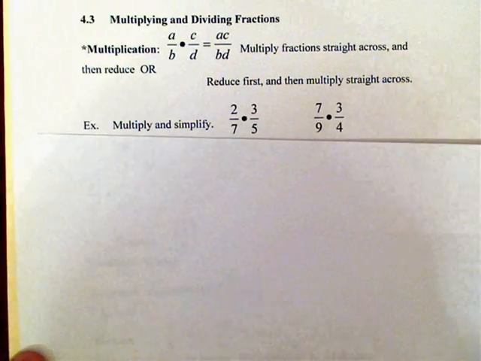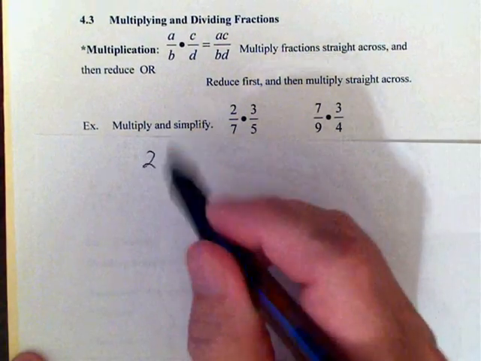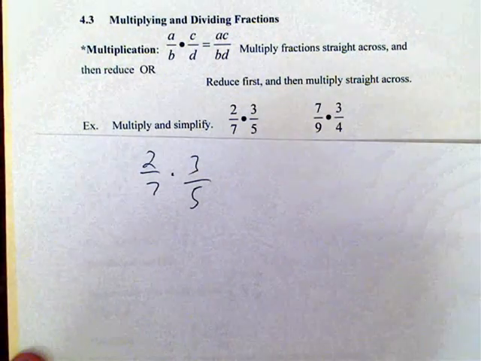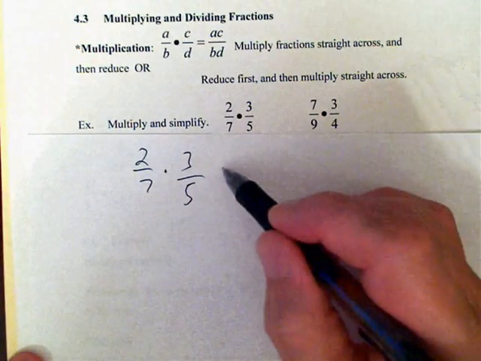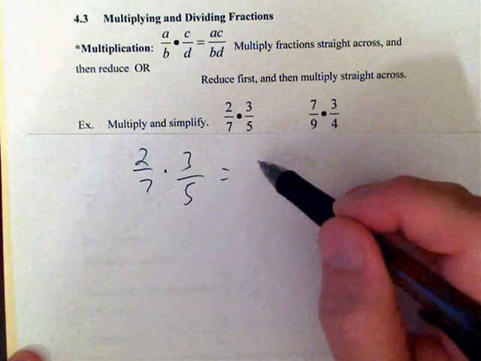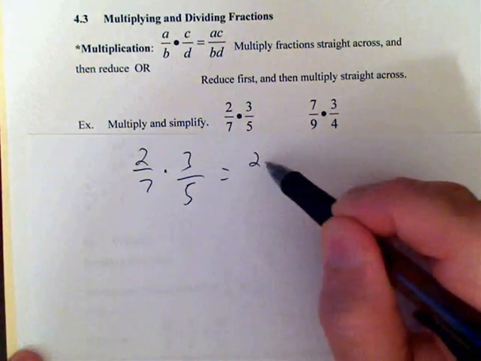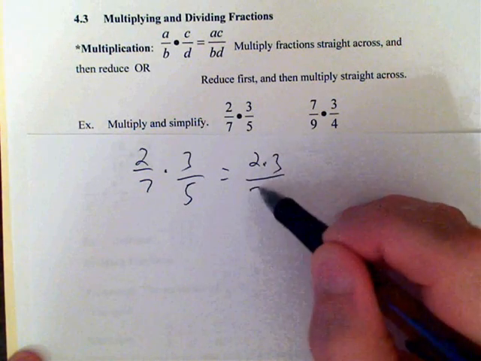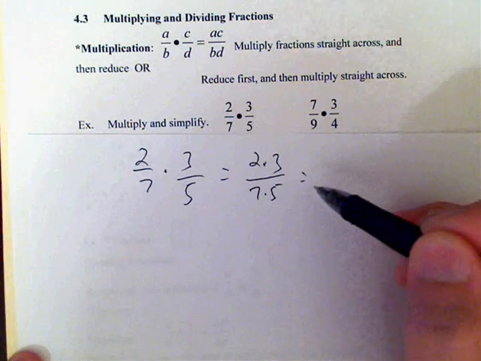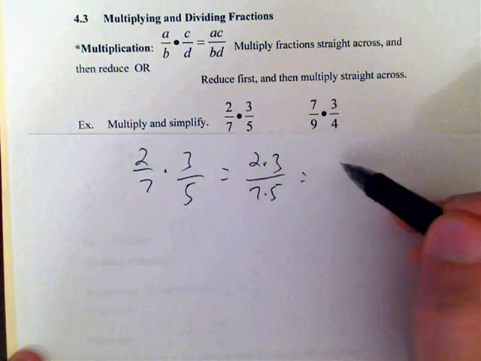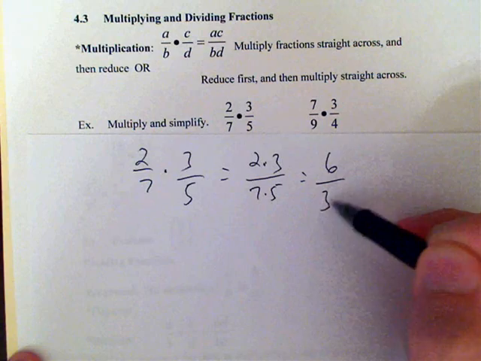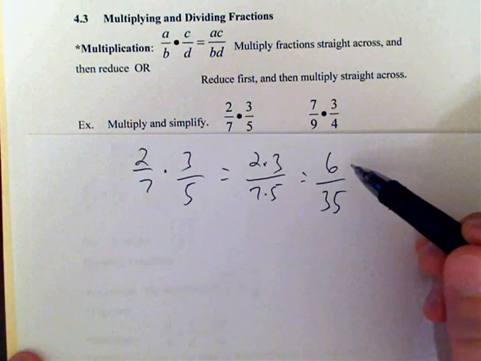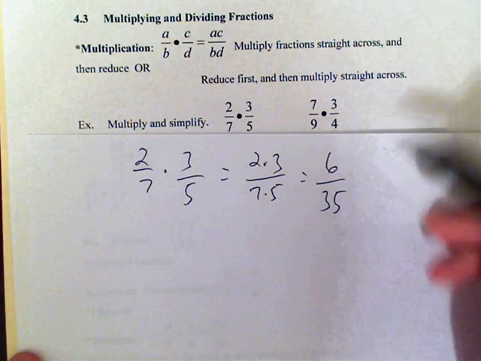2 sevenths times 3 fifths. Now, one approach is to rewrite it as one single fraction, multiplying the numerators on top, 2 times 3, and the denominators on the bottom, 7 times 5. And then multiplying what we have. 2 times 3 is 6, 7 times 5 is 35. Since no number divides into both 6 and 35 besides the 1, we are finished with this problem.